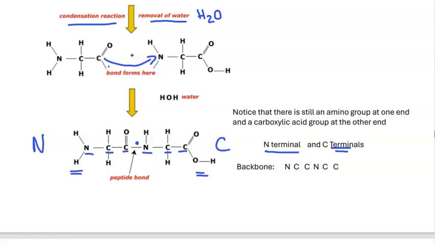Now if we join together hundreds and hundreds of amino acids, it will still be the case that there is an amino group at one end of the chain, and then at the end of the hundreds of amino acids joined together, there would be the carboxylic acid group, like so, giving us the N terminal and the C terminal of the protein.